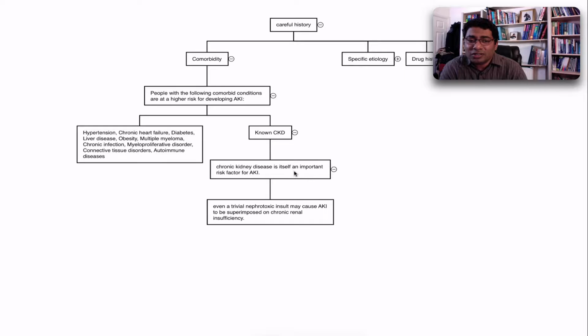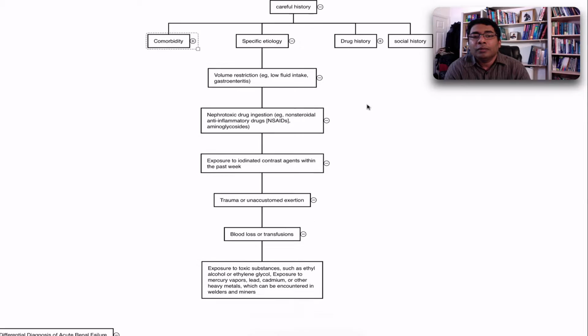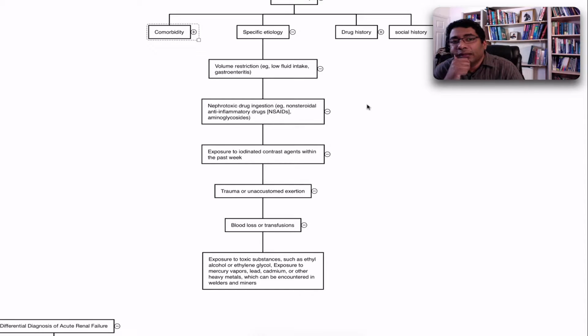And what's important is chronic kidney disease itself is an important risk factor for developing AKI. Even a trivial nephrotoxic insult may cause AKI to be superimposed on chronic renal insufficiency. Now, about specific etiology. Did the patient have any volume restriction? Example, low fluid intake, gastroenteritis.